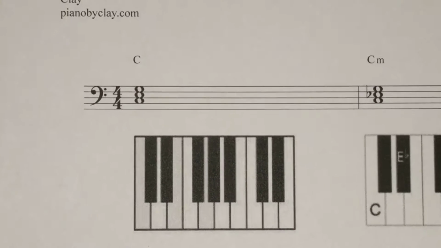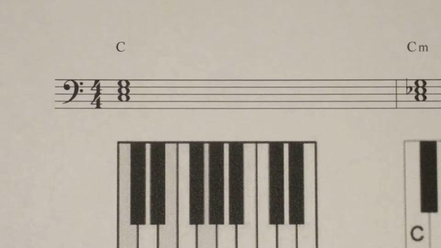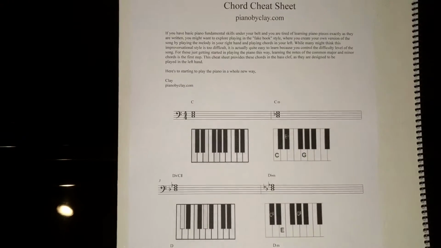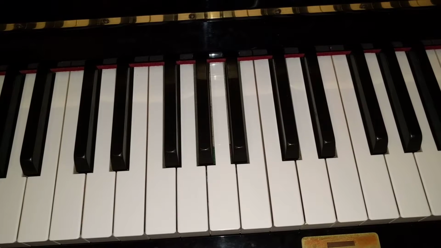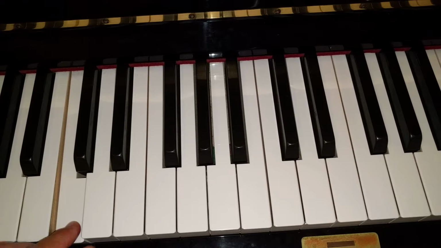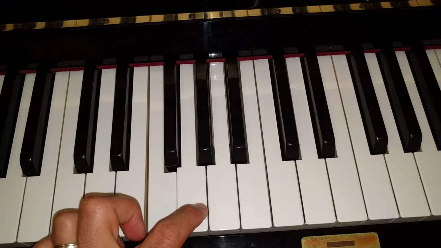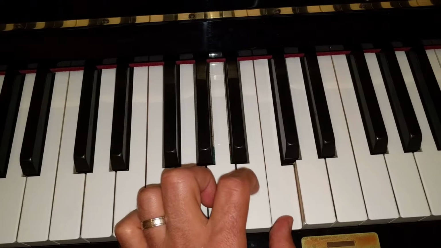The C major chord is built up of the root note C, the third note E, and the fifth note G. And we know which notes these are based on the C scale. So let me show you the C scale. The C scale starts here at C, goes C, D, E, F, G, A, B, C.